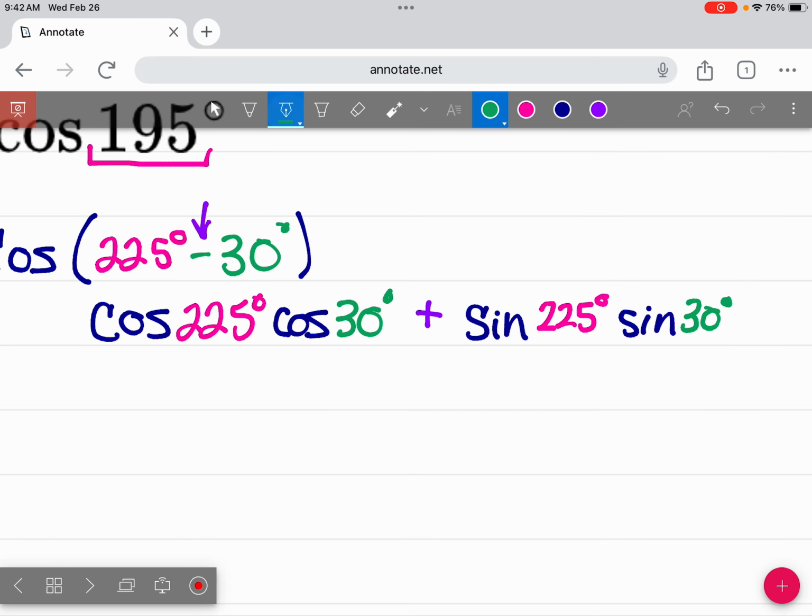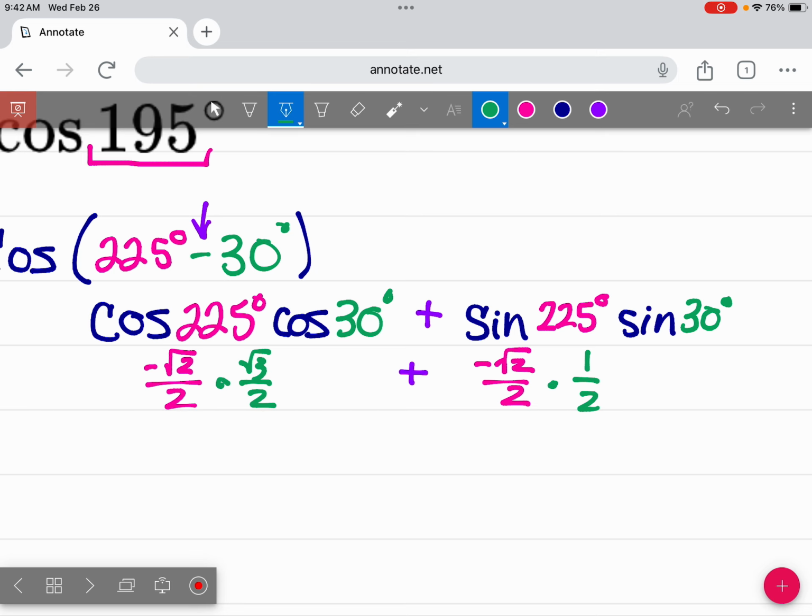So then we're going to look at each one individually. What is cosine of 225? Negative root 2 over 2. What is cosine of 30? Root 3 over 2. What is sine of 225? Negative root 2 over 2. And what is sine of 30? 1/2.